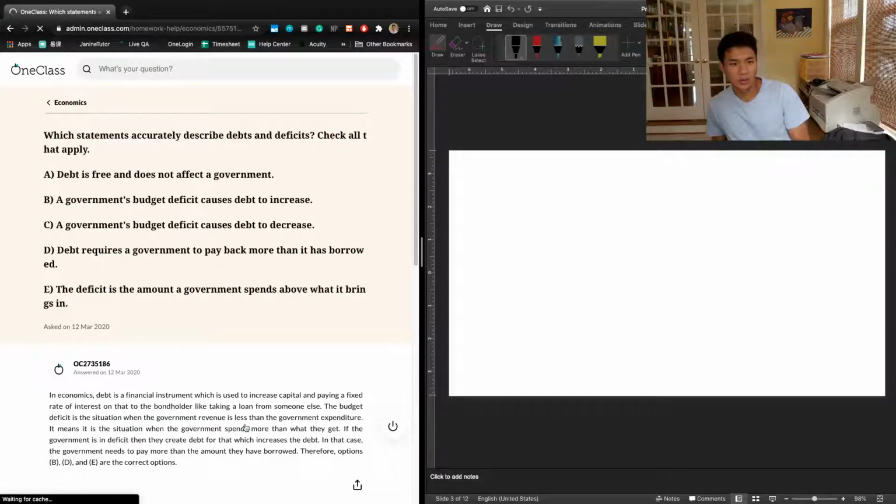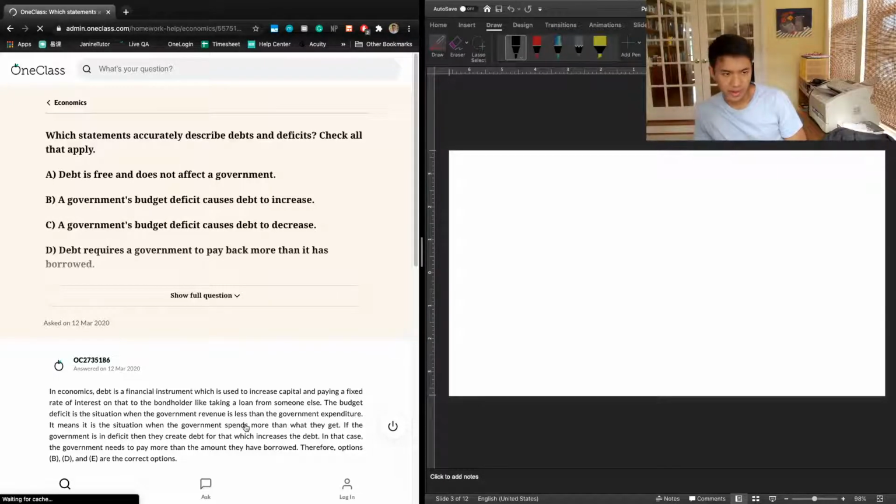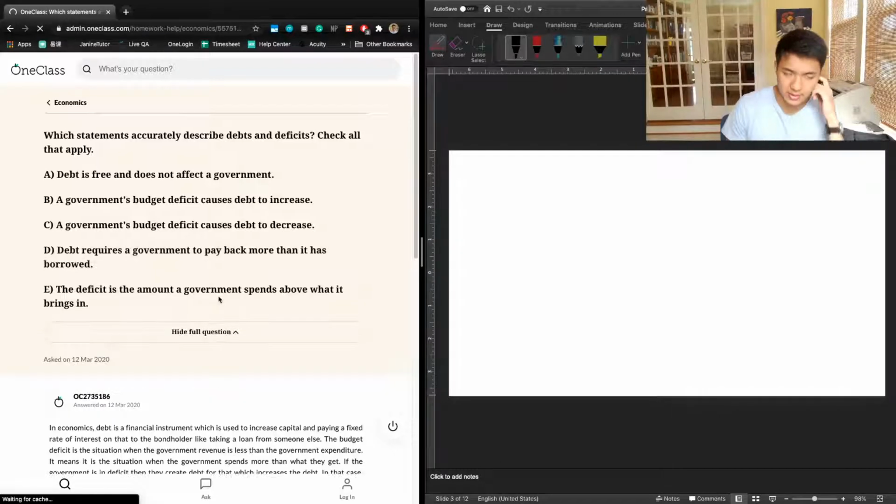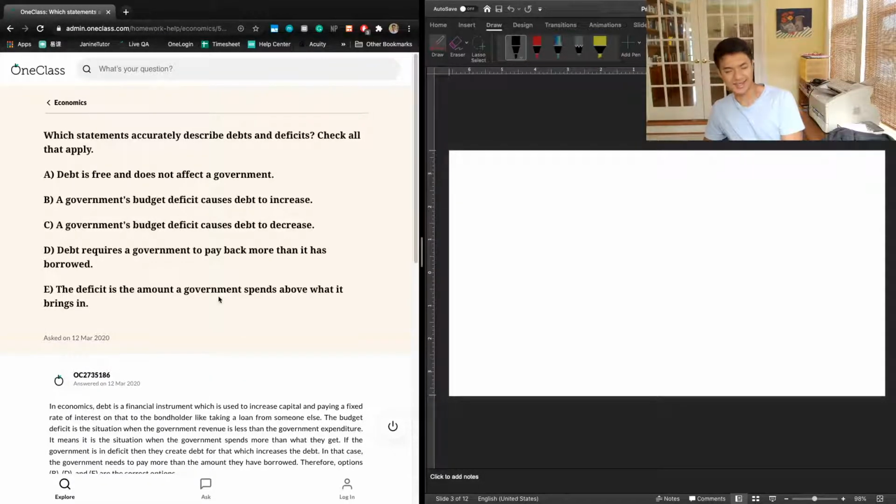Next question says, which statement accurately describes debts and deficits? Check all that apply. Number 1, A says debt is free and does not affect a government. B says a government's budget deficit causes its debts to increase. C says a government's budget deficit causes debts to decrease. D says debt requires the government to pay back more than it has borrowed. And E says the deficit is the amount government spends above what it brings in.